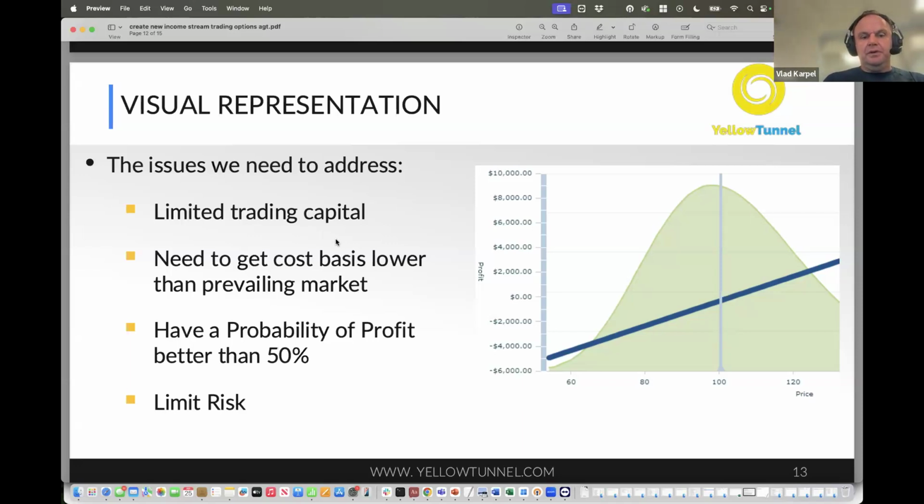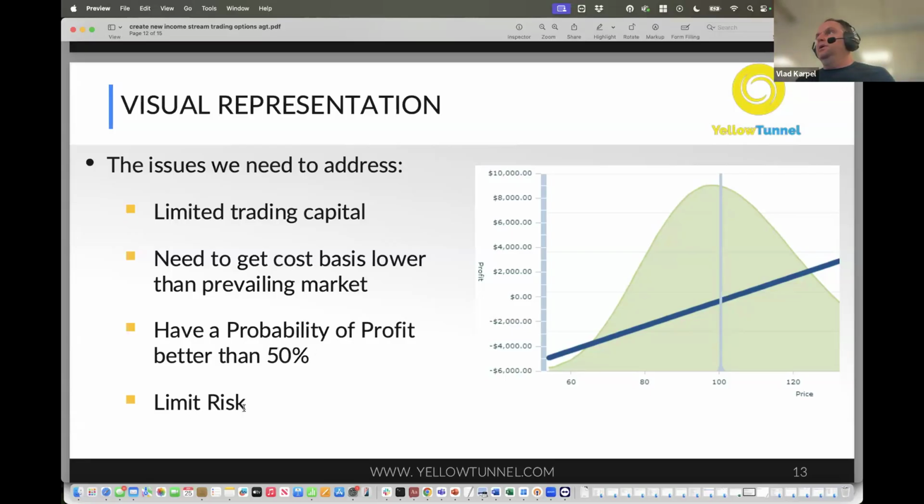So the idea is you leverage your capital. Sometimes you use options to lower your cost basis than the prevailing market. And you want to structure a trade where your probability of success is greater than 50%, and limited risk.